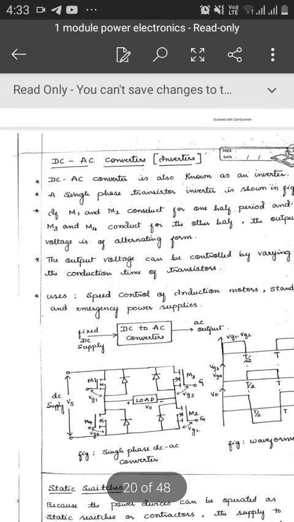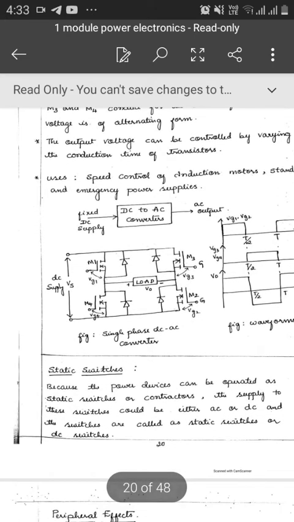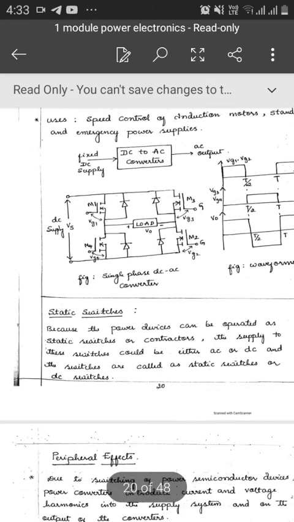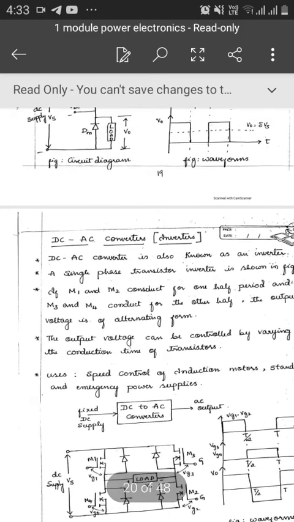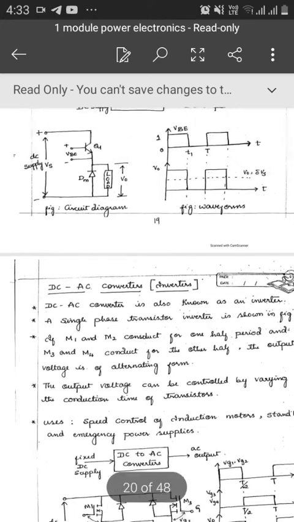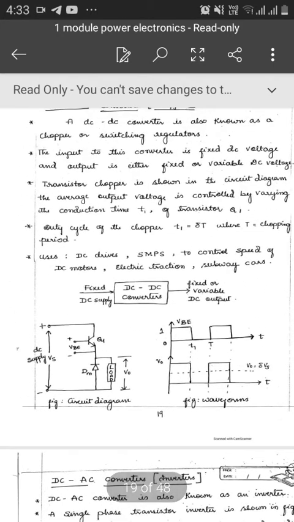The average output voltage of the chopper can be changed by changing either the duty cycle or the frequency of the output rectangular waveform. The block diagram and the input output waveform of a DC to DC converter are shown in the figure. The circuit diagram of a DC to DC converter is shown in the figure. The average output voltage is controlled by varying the conduction time of the transistor and the diode. D is called the duty cycle of the chopper.